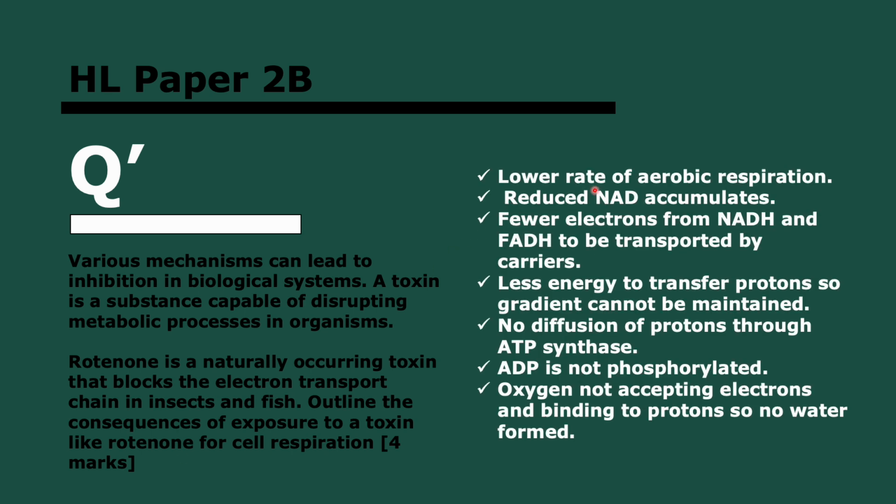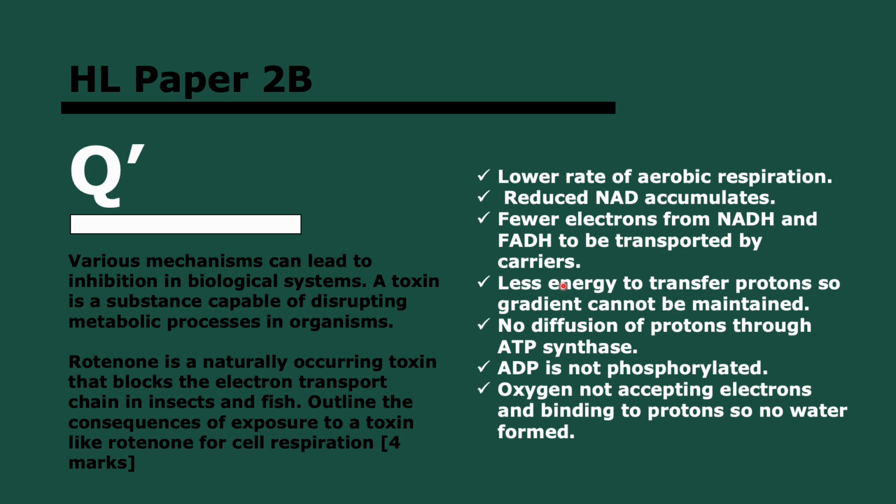Okay. So obviously the ETC is involved in aerobic respiration, so you're going to have less aerobic respiration. Also remember that in the ETC, we turn NADH into NAD. If we can't do that because it's blocked by a toxin, then we're going to get NADH accumulating, or reduced NAD, it's a synonym. Also, we're going to get fewer electrons transported by carriers. If the ETC is blocked, the electrons are going to accumulate, and over time there's not going to be any more space for electrons, meaning they're all just going to accumulate in NADH and FADH.